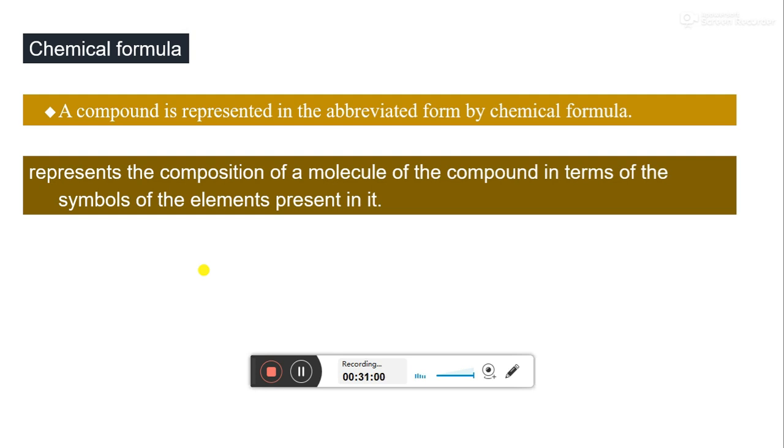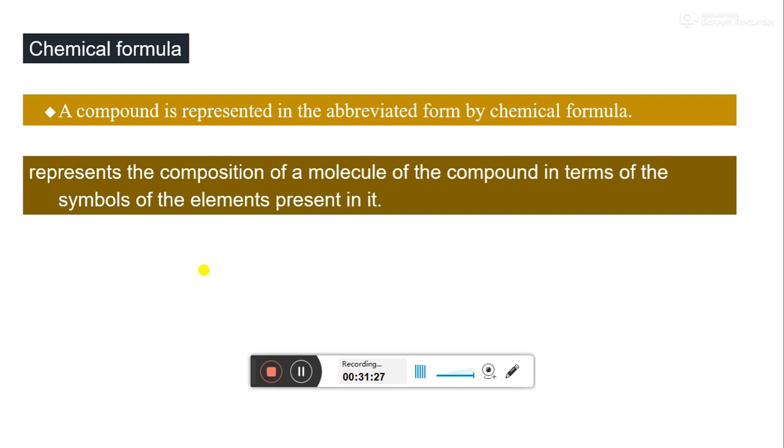Now we have a chemical formula. What do you mean by chemical formula? Chemical formula is nothing but the abbreviated form of a chemical substance. That means if I talk about your name, if your name is Abhishek, then sometimes all friends call him Abhi. That is the abbreviated form of Abhishek.